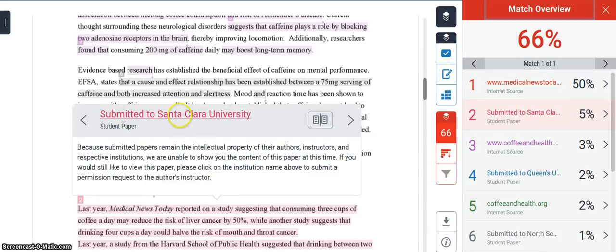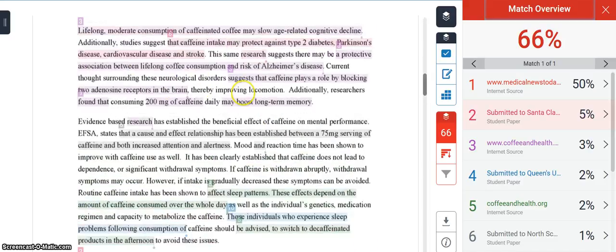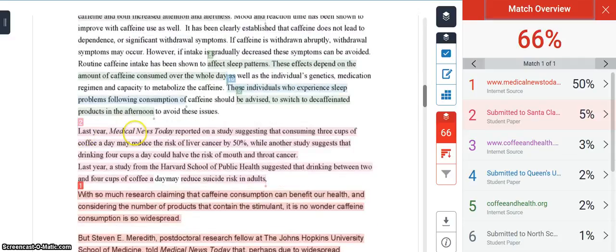Okay. Now this tells me this was submitted to a university, to a school. If it's submitted to a school, if it's a student paper, it won't show me specific details about that information, but it will tell me where the information that matches up is located. So I can see in this paragraph here, last year Medical News Today reported on a study suggesting that consuming 3 cups of coffee. So I really want more information about that though. Like for this person's paper, I would really need more specific information about where this information was found.